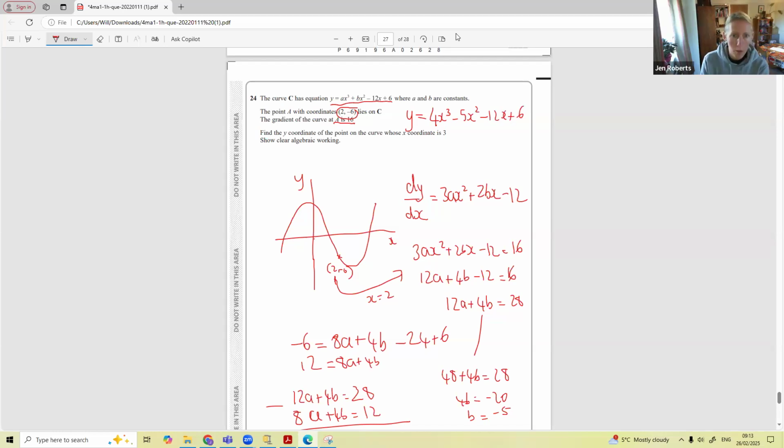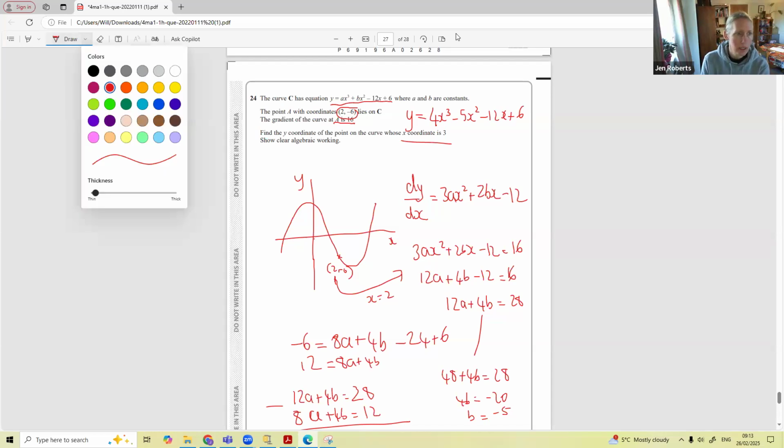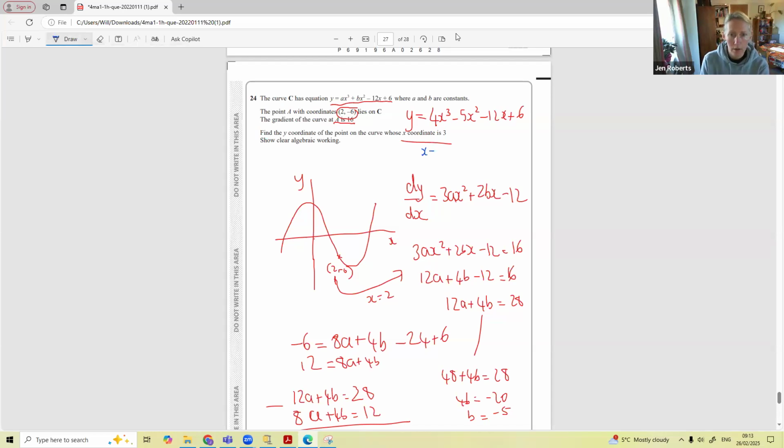It's wanting the y coordinate when x is 3. So I'm just going to sub x equals 3 into this equation. So y equals 4 times 3 cubed minus 5 times 3 squared minus 12 times 3 plus 6. I'm just going to put it all into my calculator. Should get the answer 33.